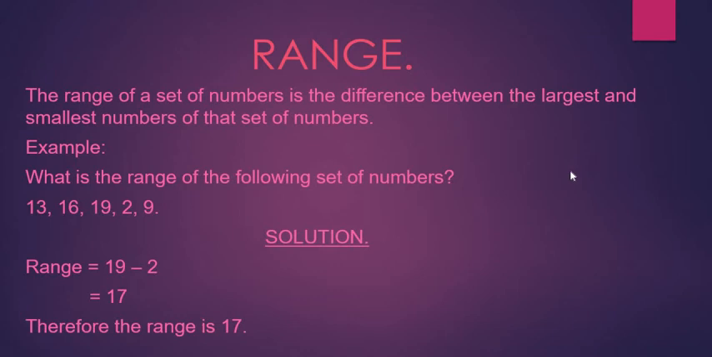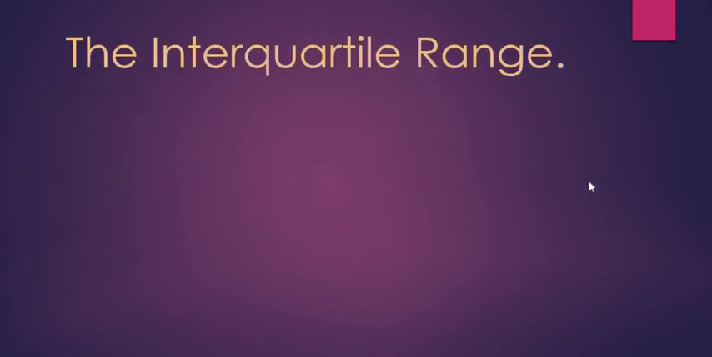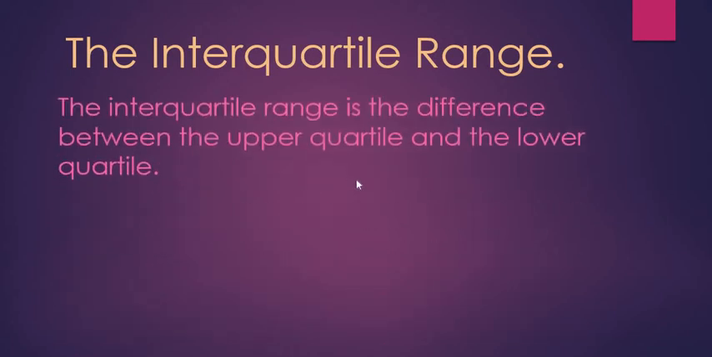Let's quickly move on and look at the interquartile range. Our interquartile range is the difference between the upper quartile and the lower quartile. For the upper quartile and the lower quartile, don't confuse yourself about it, I'll be giving two examples, and I'll use the examples to explain the upper quartile and the lower quartile. So what this also means is that we are subtracting the lower quartile from the upper quartile.